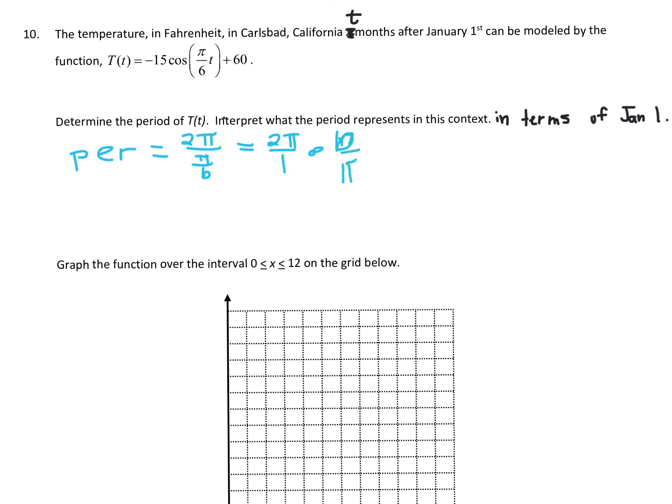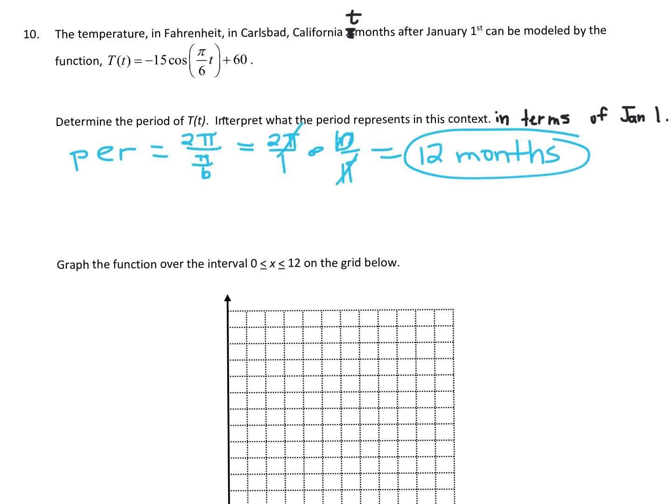Okay, sorry, that's so messy. I'm having trouble writing here. So this pi on top cancels with the pi on bottom. And then 2 times 6 is 12. So the period is 12 months, because that's the time period. That's the time we're talking about, the units in this problem.